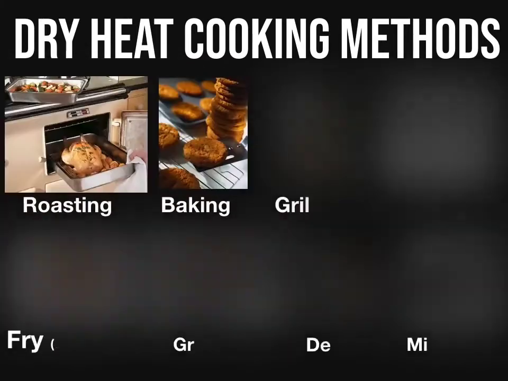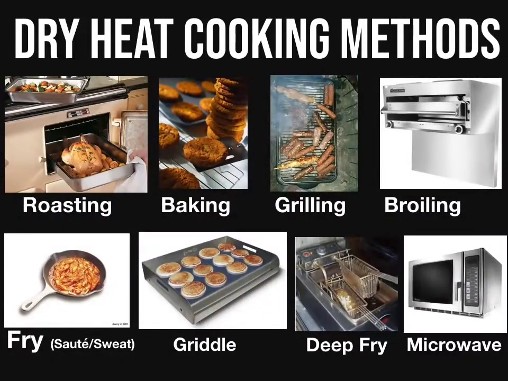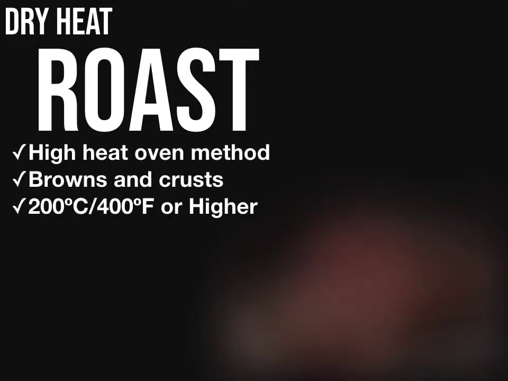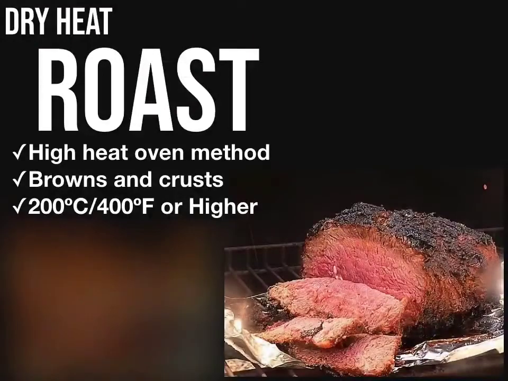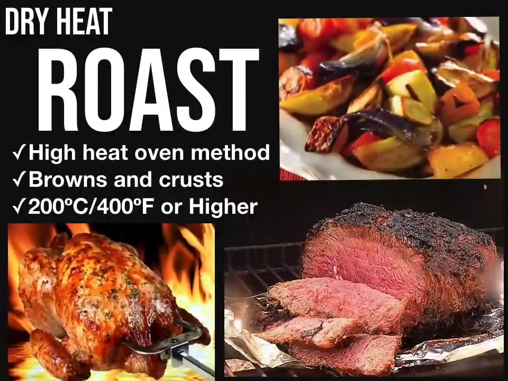All right. Some of the dry heat cooking methods that we'll be focusing on today are roasting, baking, grilling, broiling, frying, griddle, deep fry, and microwave. We'll start with roasting. Roasting occurs in a high heat. That's a high heat oven method, and it creates browning and crusting on the food.